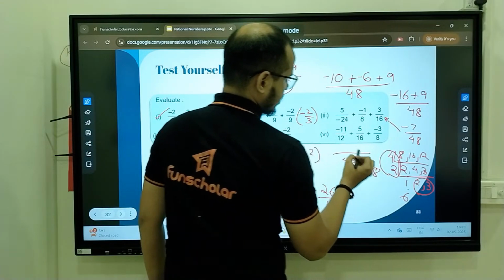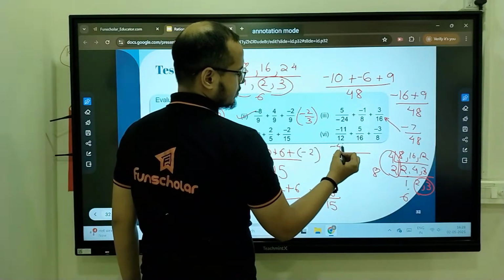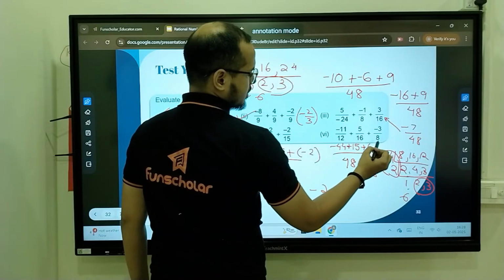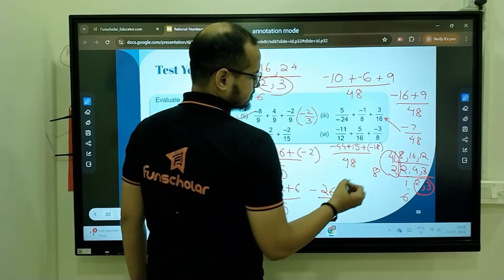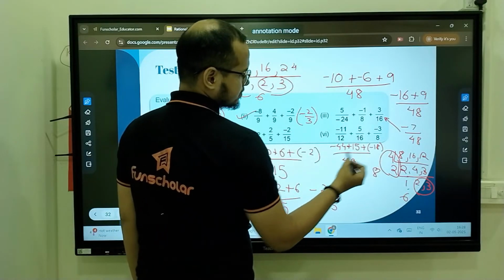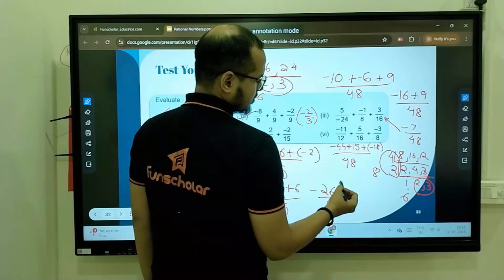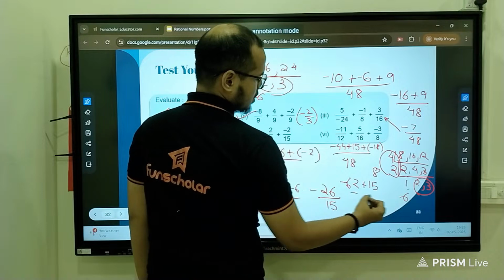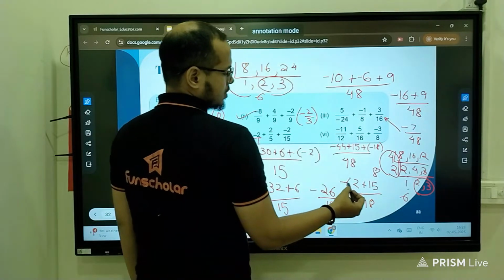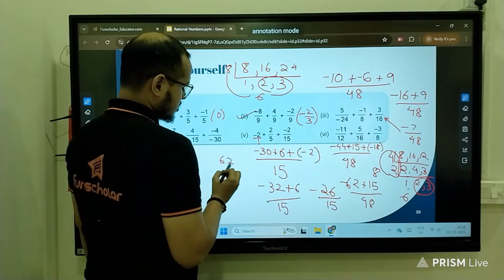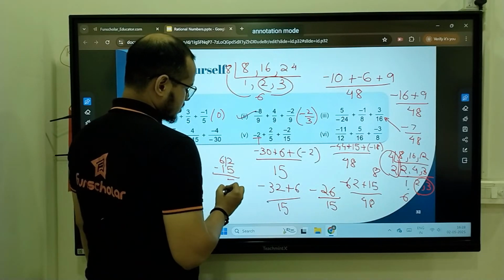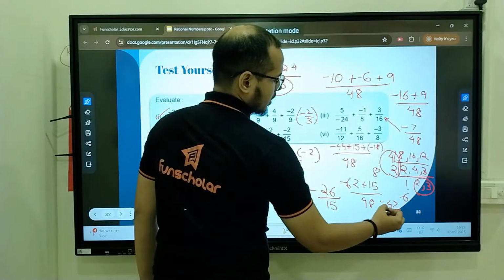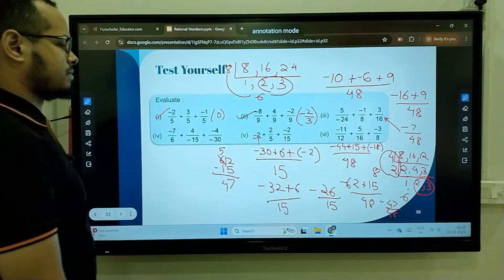The LCM is again 48. 12 fours are minus 44, 16 threes are plus 15, 18 sixes are minus 18. Okay, so let's add this: minus 44 and minus 18 will be minus 62, plus 15, divided by 48. So 62 minus 15 is 47, so minus 47 by 48 is the answer for the last one.